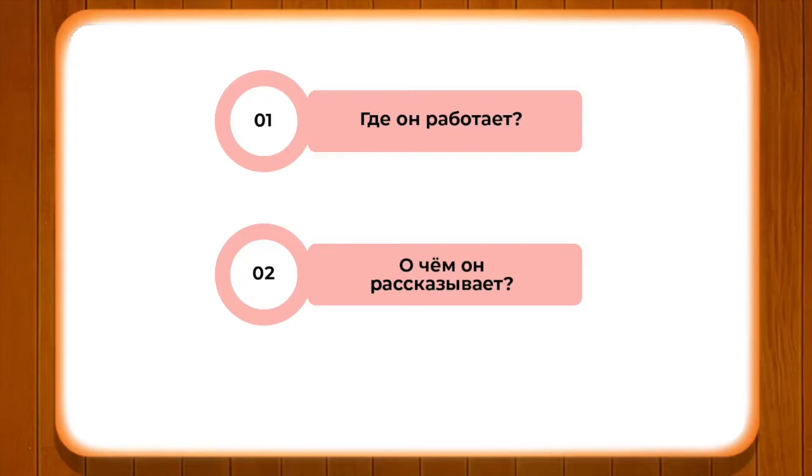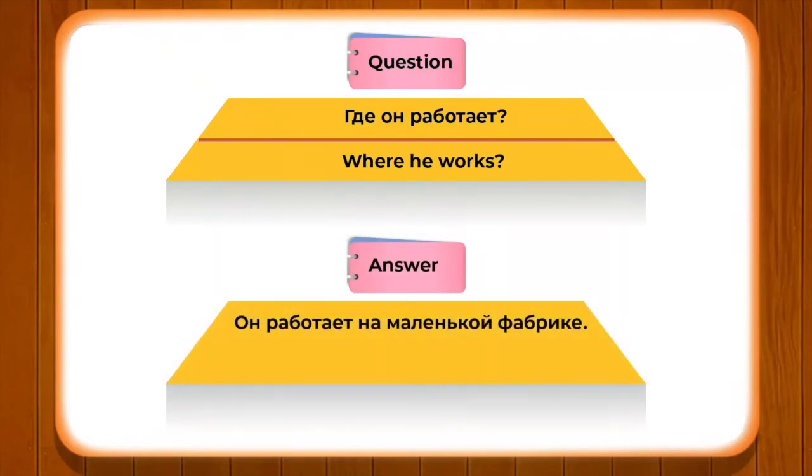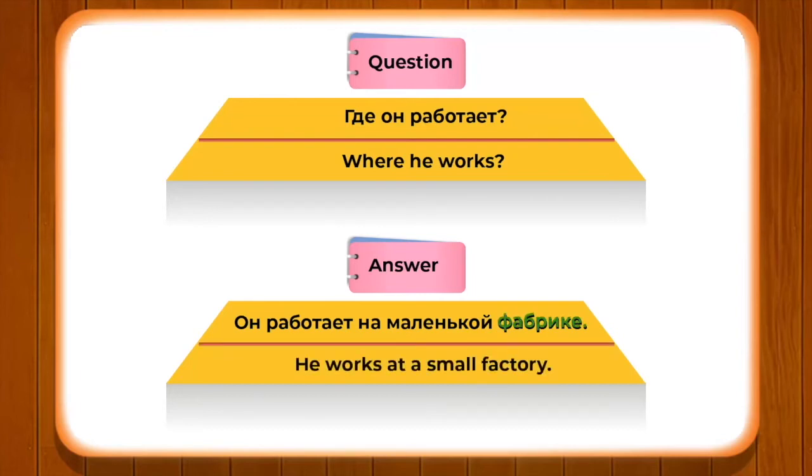Okay, now let's go ahead and pay attention to a few more examples. Где он работает? Where does he work? Он работает на маленькой фабрике. So here we have changed the gender of the noun. We have used the word фабрика. And since it ends with а, we already know the word which ends with а is a feminine gender word. So accordingly, the adjective would also be changing as per the requirement of the ending of the noun. So if I want to say a small factory, I would use маленькая фабрика.